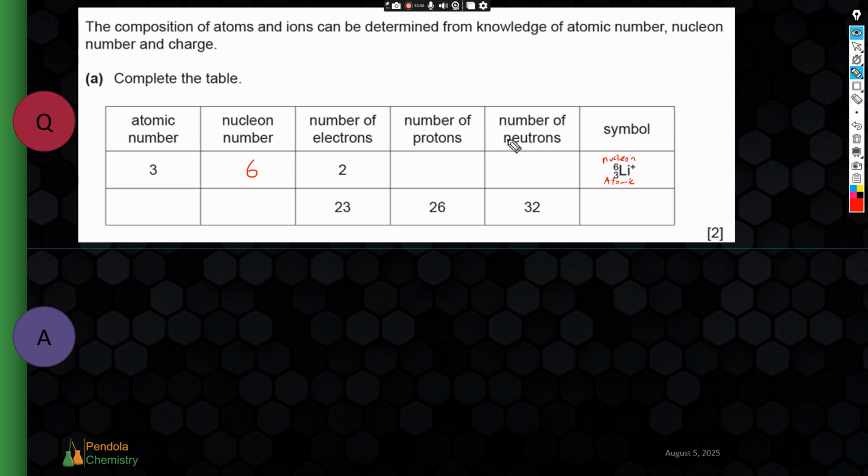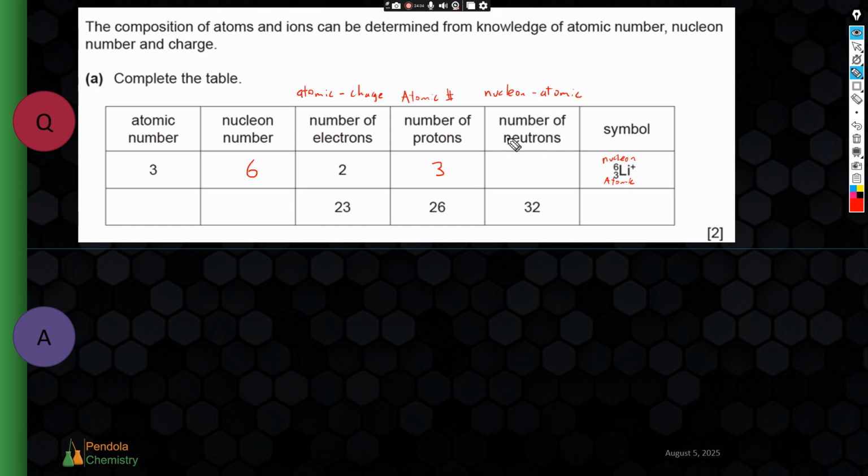Now, for the number of protons and number of neutrons, if we remember, number of protons is going to be equal to the atomic number. Number of neutrons is the mass or nucleon number minus the atomic number. Actually, let me write nucleon just so there's no confusion here. So nucleon minus atomic. And the number of electrons is going to be the atomic number minus the charge. Now, we already have that here, so we don't need to worry about it, but I wanted to include it just in case. So the number of protons is the atomic number. So the atomic number here is 3, so this is also 3.